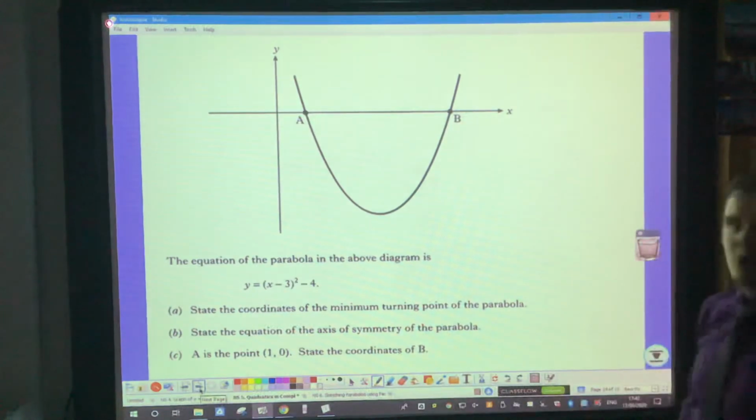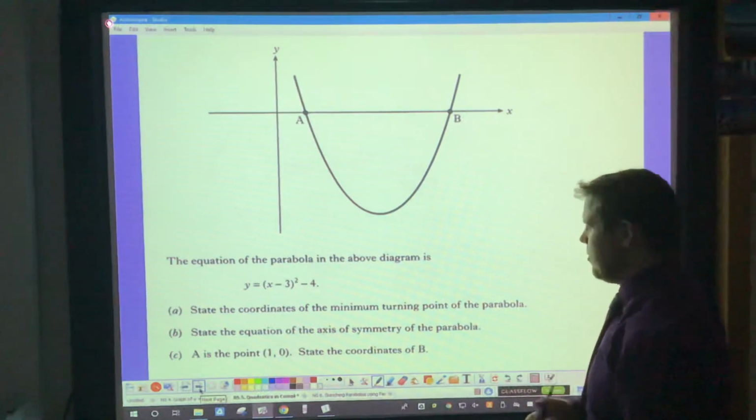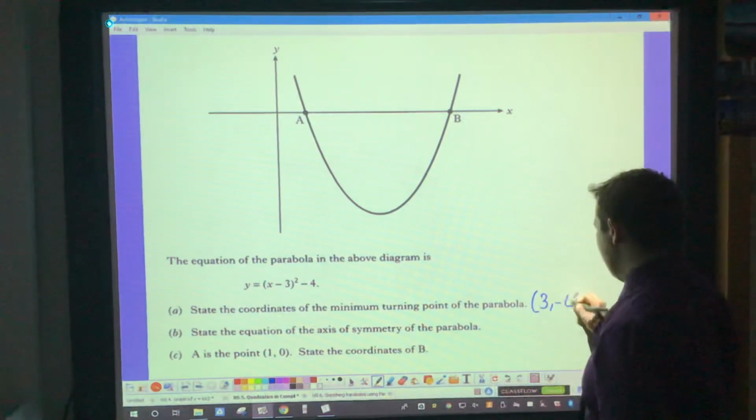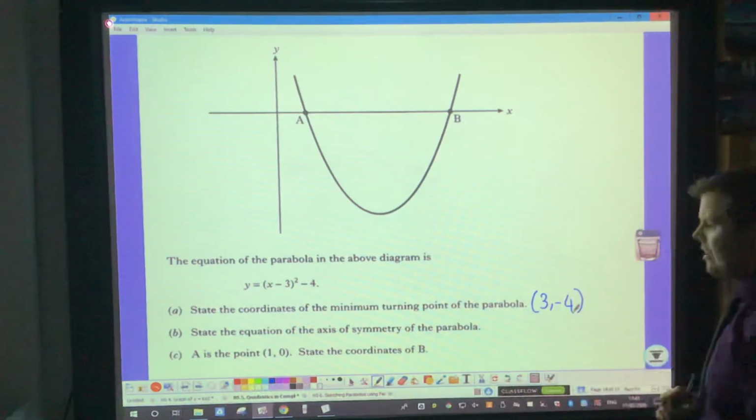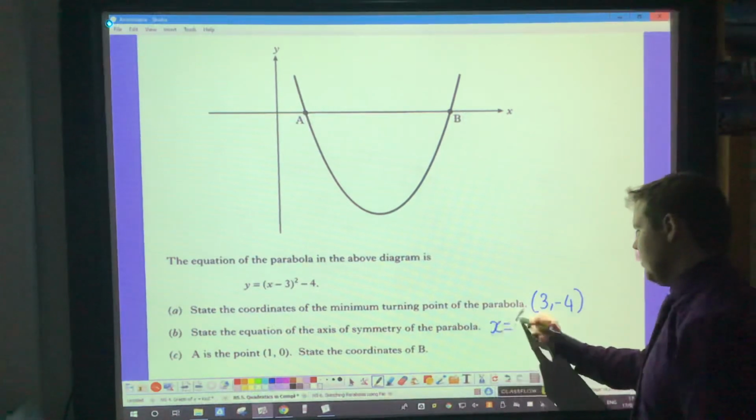Have a wee look at this one. Pause the screen. Okay, state the coordinates of the minimum turning point of the parabola. Well, the number inside the bracket changes, the number outside the bracket stays the same. State the equation of the axis of symmetry. X coordinate of the turning point, x equals 3.